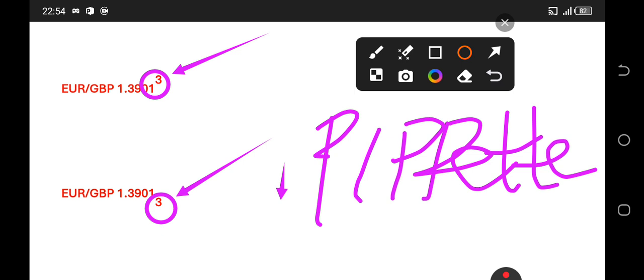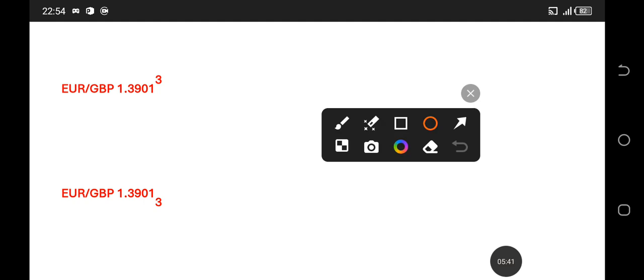Then the pip is the fourth digit after the decimal point. Before the decimal point, we have 1. The first figure before the decimal point is 1. Then after the decimal point, you have 3, 9, 0, and then 1.